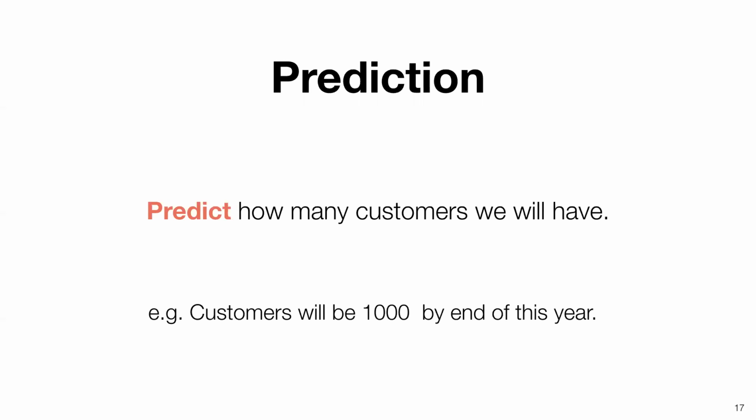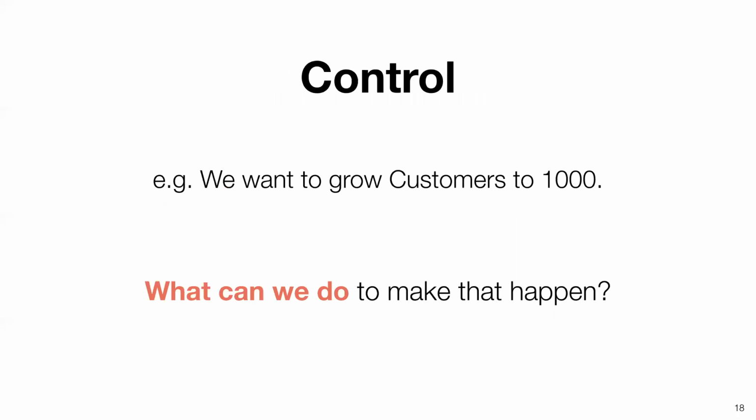You have two things. You might want to predict how many customers we will have by the end of this year, let's say 1,000 or 2,000. So you want to do the prediction. Or you might want to control. The control is kind of the opposite. Let's say you want to achieve 1,000 customers. Then your question would be, what can we do to make that happen?